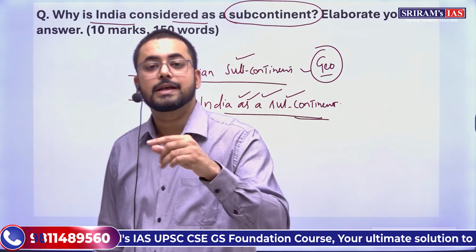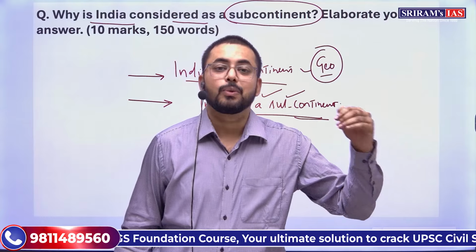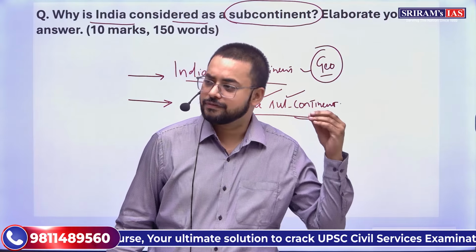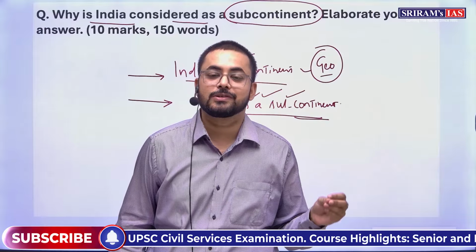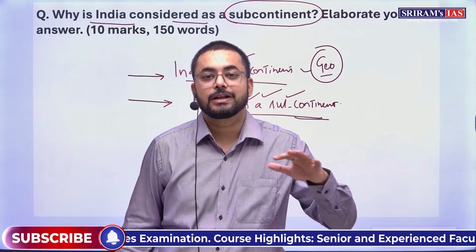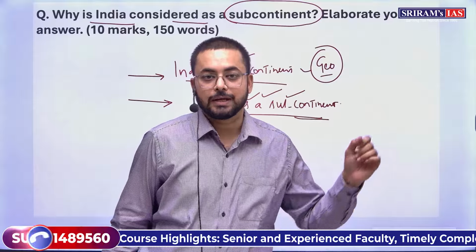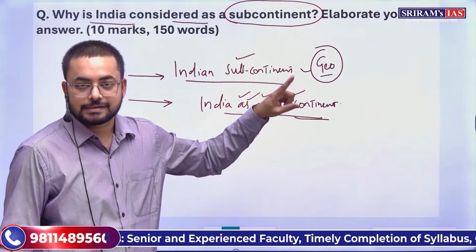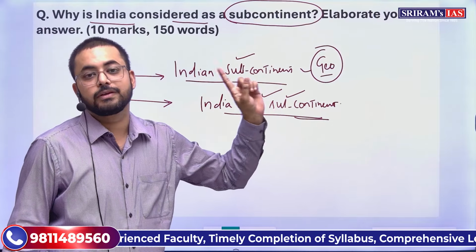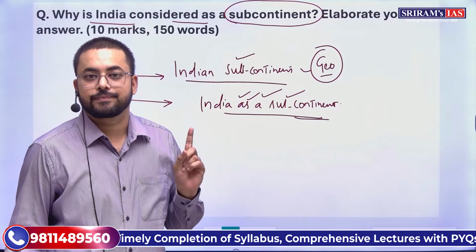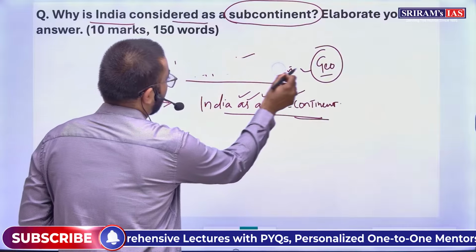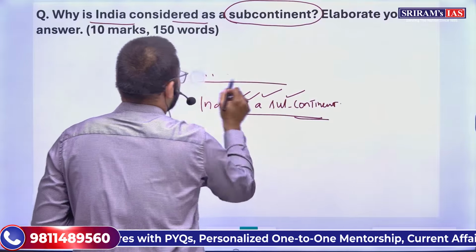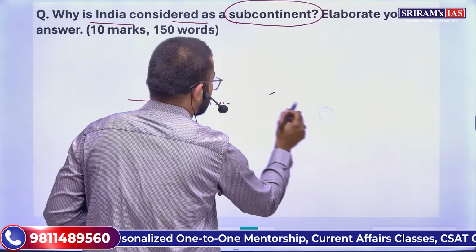Geography has multiple verticals. There is a physical geography, there is a social geography, there is a cultural geography, there is economic geography. There are a variety of verticals in geography as well. That is why this question will be classified under Indian geography, not Indian society. So now we have set the stage. So we will start addressing the demand of the question.